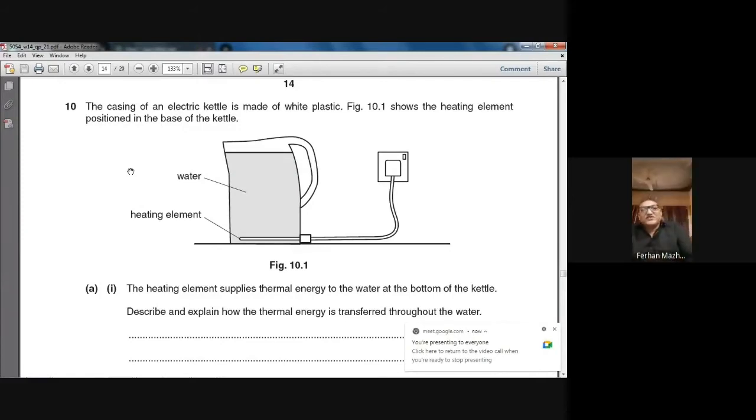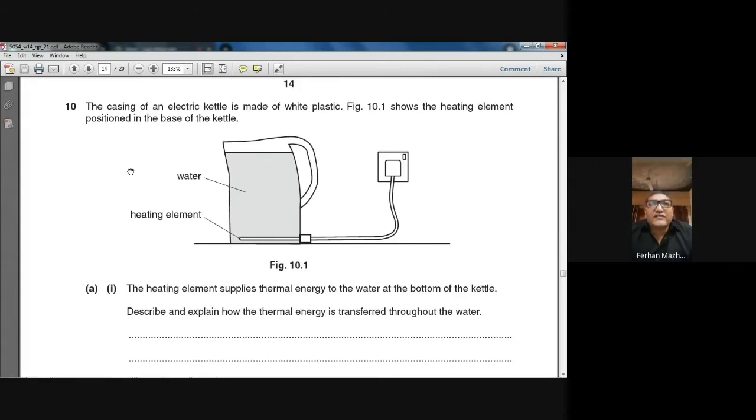So, my dear students, my name is Ferhan Mazher and I'm back. We were doing October-November 2014 2-1 paper. And in this session, we are working on the section B of this paper. I was working on question number 9, we have already done. And now we are working on question number 10. The question number 10 is showing on your screen.